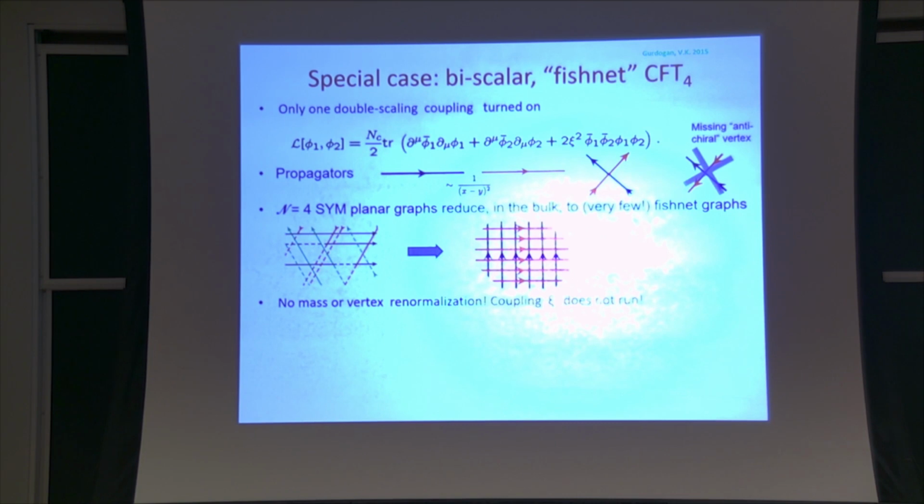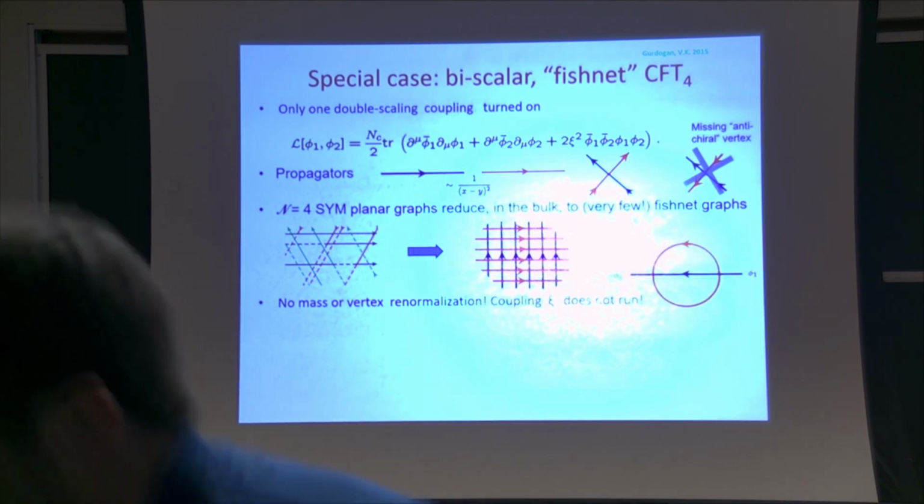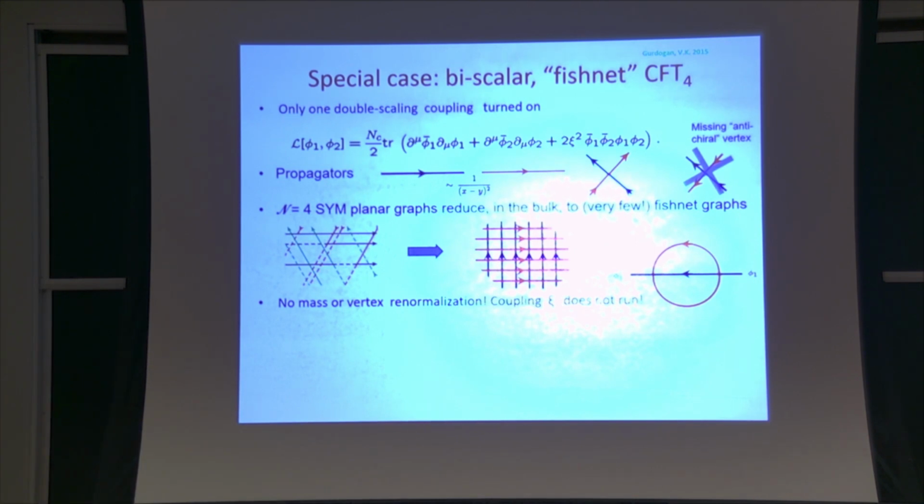And there is no mass or vertex renormalization in this theory, so the coupling Xi doesn't run. For example, if you look at the mass renormalization, you have one chiral, one anti-chiral vertex, so you should drop this.